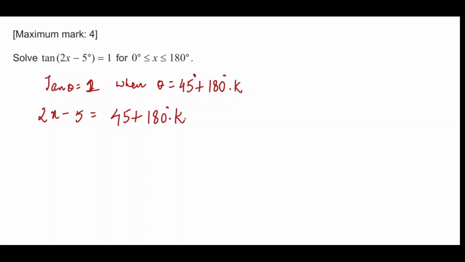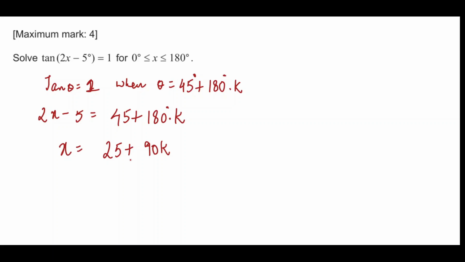Now, what is the second step that we have to follow? We have to solve for the value of x. So let's rearrange this equation, and when you rearrange it, the value of x will come out as 25 plus 90k. So this is the value of x that comes out when we rearrange this.